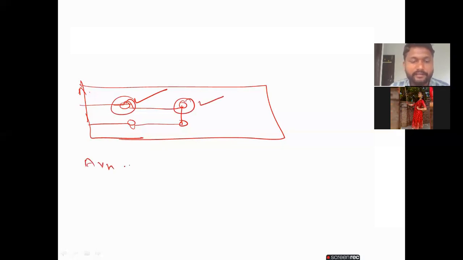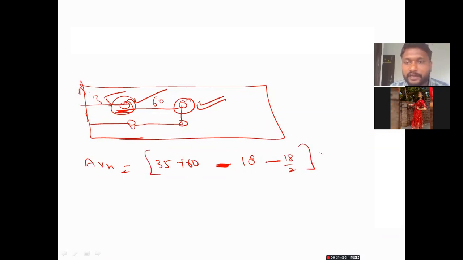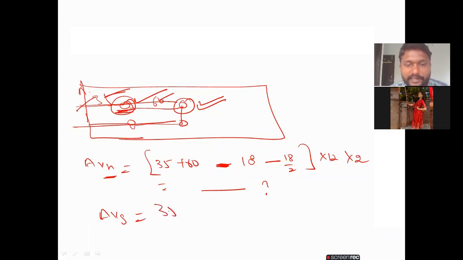So AVN equal to 35 plus 60 minus, you have to remove the whole diameter, that is 18, minus 18 by 2. Multiply with the thickness 12 into 2 plates. This is one side and this is the other side, so multiply with 2. You will get the answer here. This is the net area. If I need gross, directly 35 plus 60 I will take, multiply with the 12 thickness. You will get the answer.